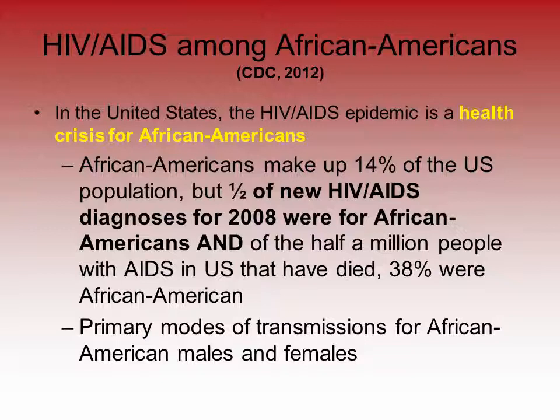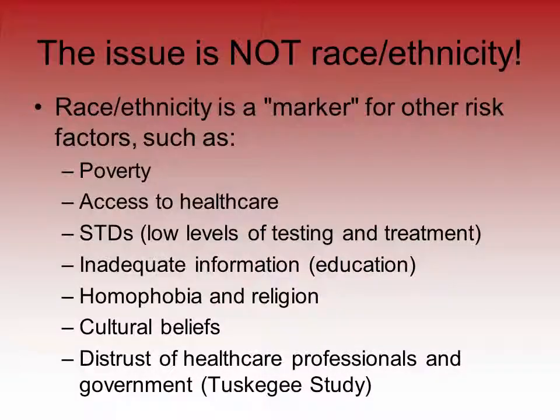For males, it is sexual contact with other men, followed by heterosexual contact and injection drug use. For African American women, it's heterosexual sexual contact, followed by injection drug use. African Americans are not the only ones at high risk, but there are several factors that do put them at risk. And the issue is not race or ethnicity. I want to be very clear about that.